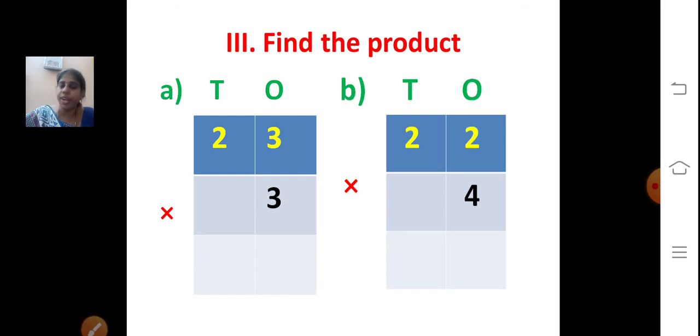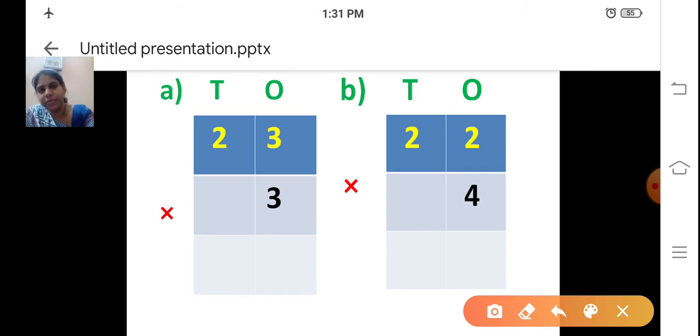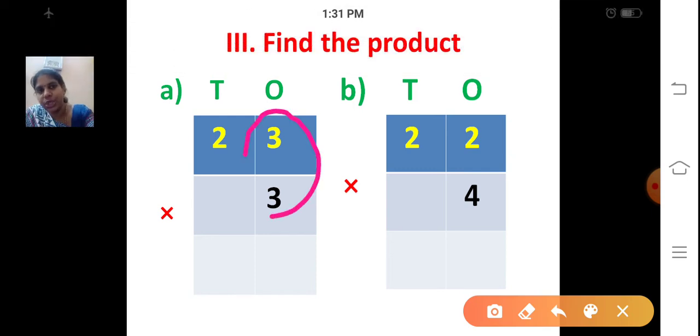Same, find the product. We are going to find the product. So this is a multiplication of a 2-digit number by a single digit number. Here we are going to multiply a 2-digit number by a single digit number. How to do this? So first, what should we do? First we have to multiply these two, isn't it?